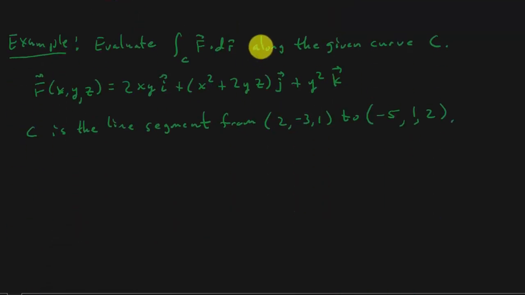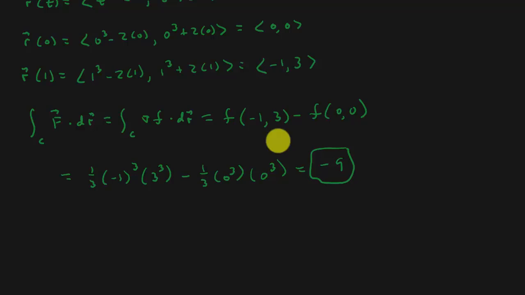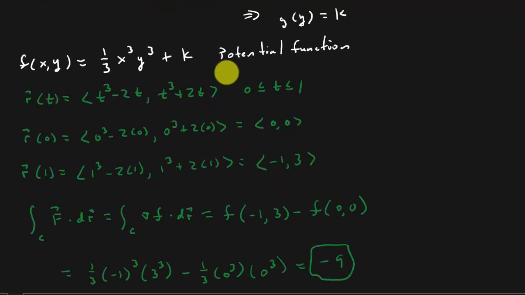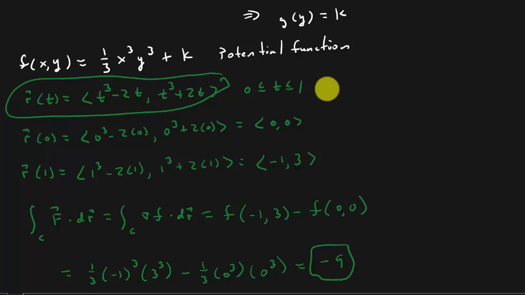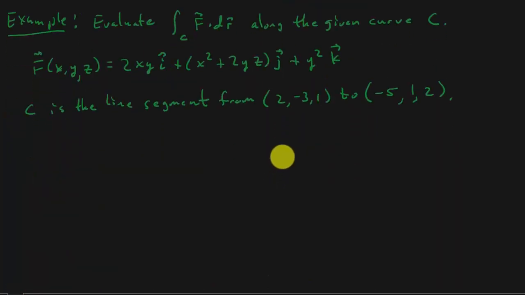Okay, so let's look at this one. It says evaluate this along the curve C. F of x, y, z is equal to this. There's our vector field. And C is the line segment from this point to this point. So what they're doing here is they're not saying it's going over this curve where t is between those 2 points, and then we find our points there. They're going ahead and giving us that in this problem, which is nice. So that just saves us a little bit of work.